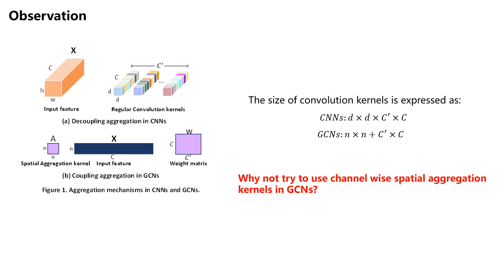In contrast, every channel has an independent spatial aggregation kernel in CNNs, capturing different spatial information in different orientations, colors, and frequencies. Why not try to use channel-wise spatial aggregation kernels in GCNs? It is because if we set channel-wise spatial aggregation kernels in GCNs, it makes the model too heavy and increases the difficulty of optimization.